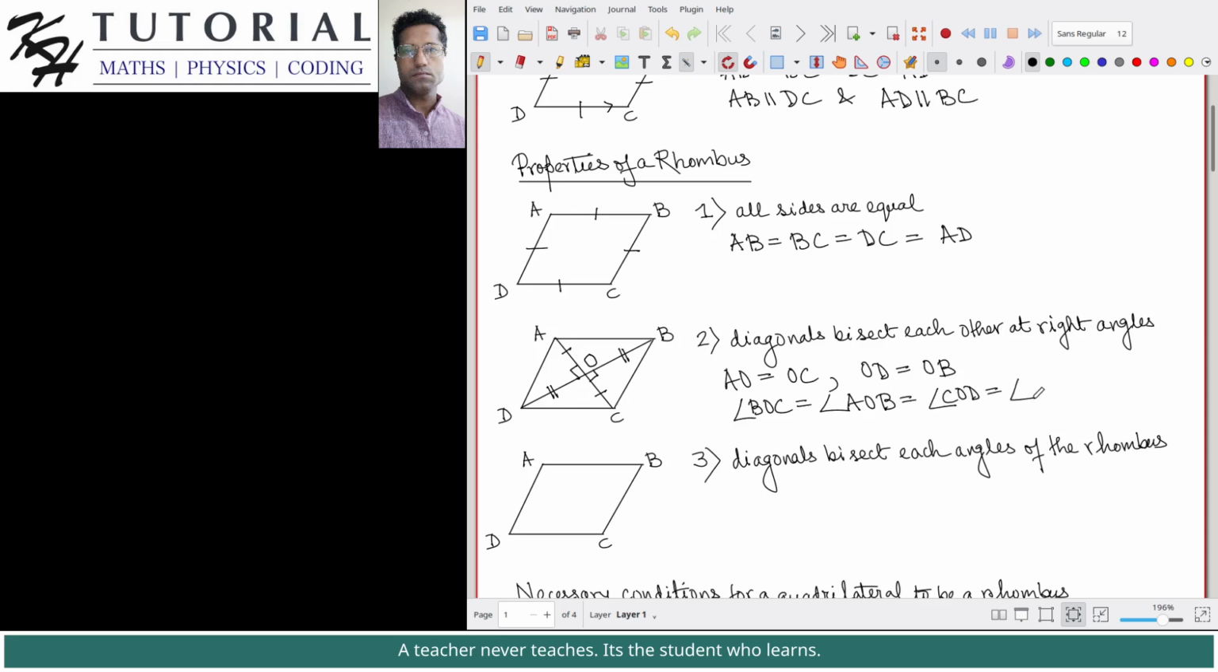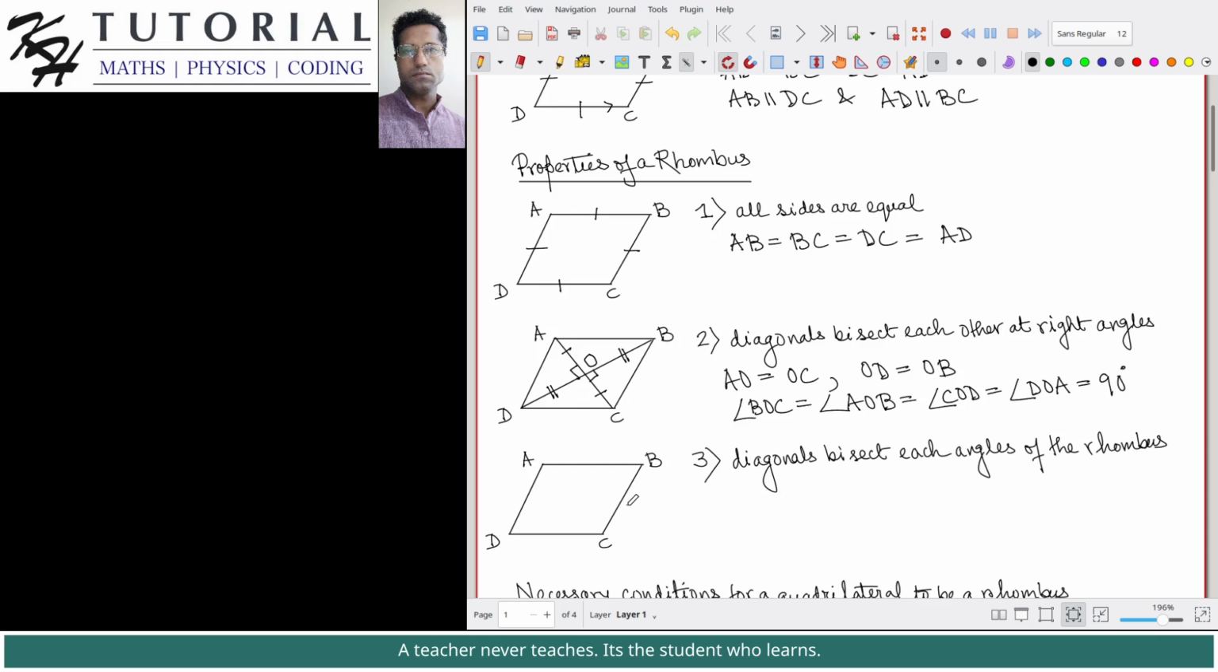All these angles will be right angles, 90 degrees, since the two diagonals AC and BD intersect at right angles at the point O. This is a super important property of a rhombus, that the diagonals bisect each other at right angles. The third property is that the diagonals bisect each angle of the rhombus. This is also very important.